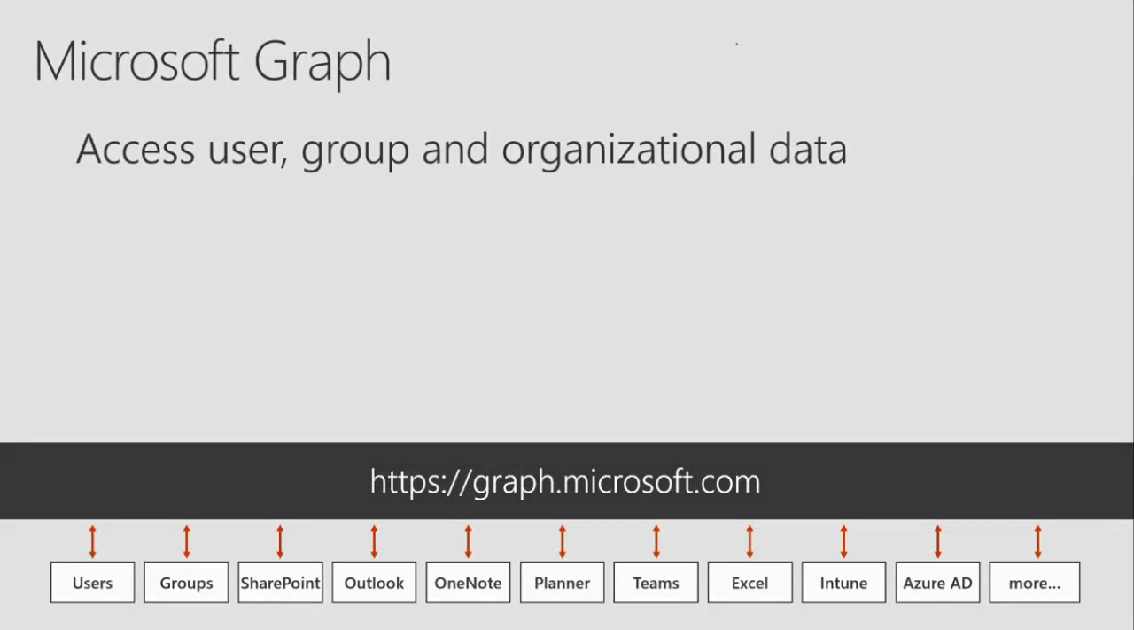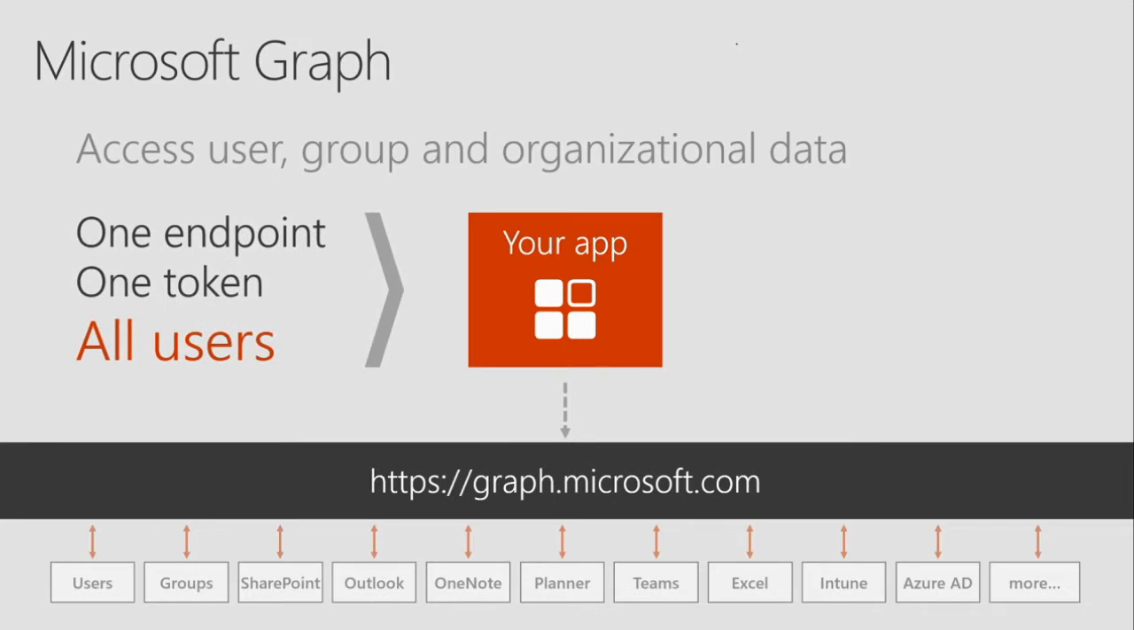Okay. So the Microsoft Graph, just to sum it up, is a single endpoint that allows you to access group and organizational data. With it, you can access, with one endpoint, one token, all of the users across consumer and commercial services. And this is an important note. For the set of services that are exposed both in consumer and commercial, like OneDrive and Outlook, you can use the same code base without having to change anything and access both sets of users.